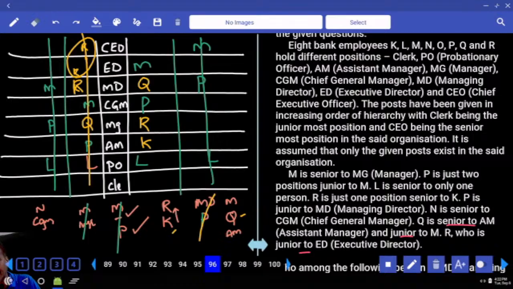Now we are left with one. Then N is senior to CGM. Hence N must be here. If N is here, who is the person left? O is the person left. Done with this? Now this is from 96 to 100. Though we started with 4 possibilities, broadly we were left with only 2 possibilities. And finally from 2, we have reduced this to a single possibility, that is the last one. Final possibility. Then next one, 48 to 52.